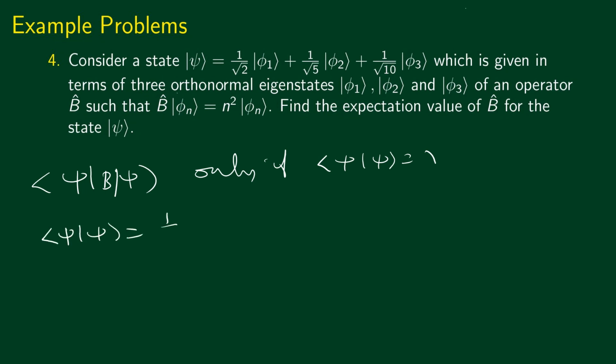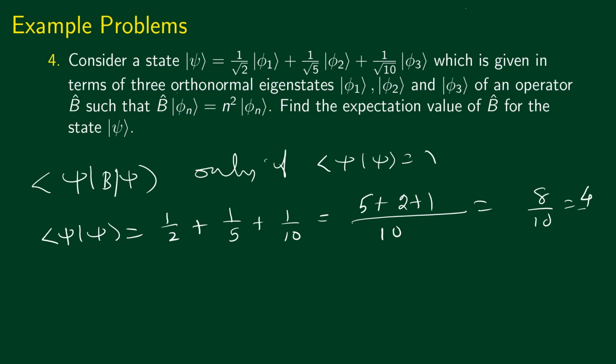That's equal to 1 by 2 plus 1 by 5 plus 1 by 10. Taking 10 as the LCM, that's 5 plus 2 plus 1, so it's 8 by 10, which is equal to 4 divided by 5. So we see that it's not normalized, but this result works only for normalized psi.